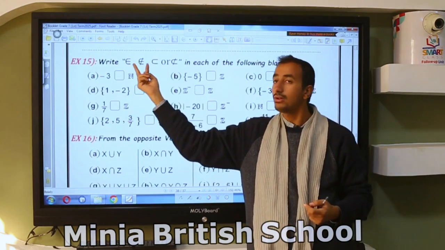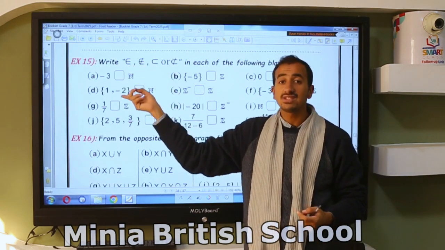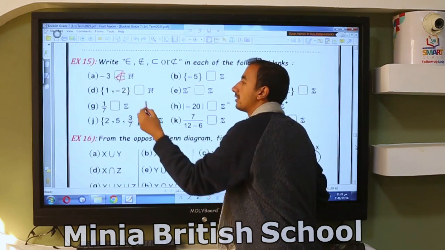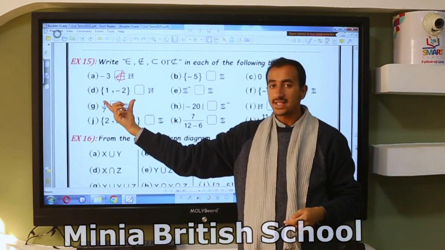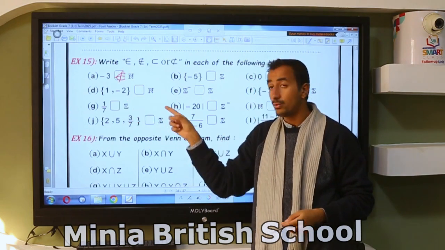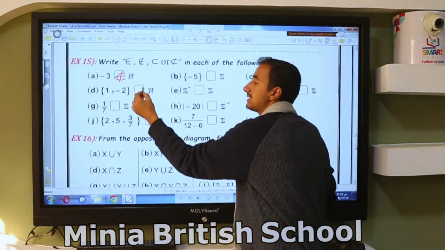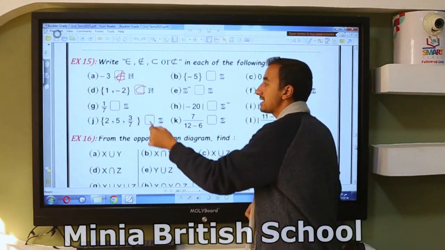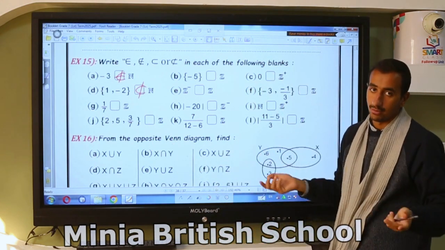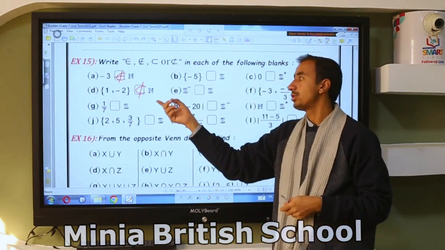So I can take belong to or not belong to. Is -3 inside the natural numbers? No, not belong to. Here I have a set, so I can take subset or not subset. 1 with -2: 1 belongs to natural, -2 doesn't belong, so not a subset of natural. -2 doesn't belong to the natural, so not subset.